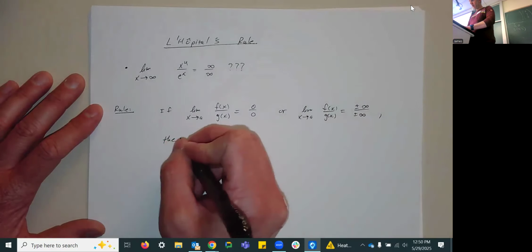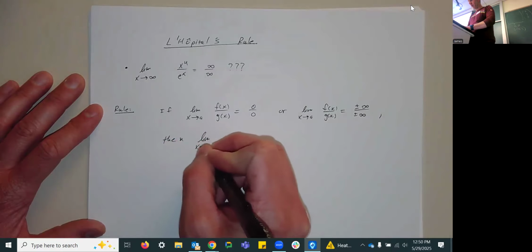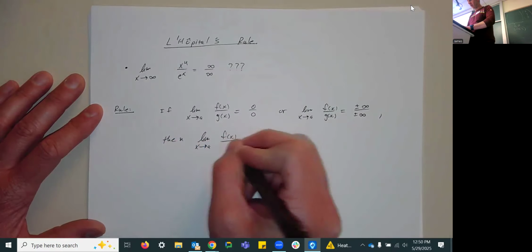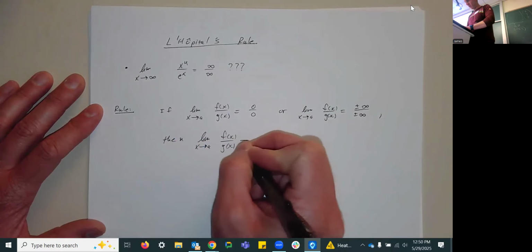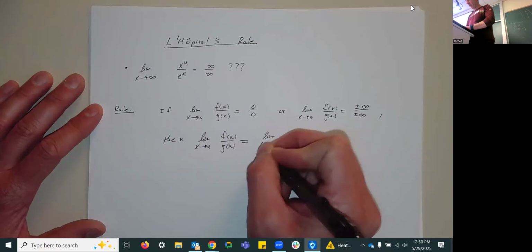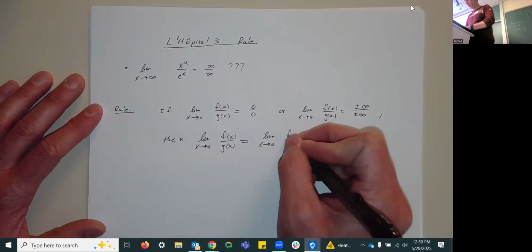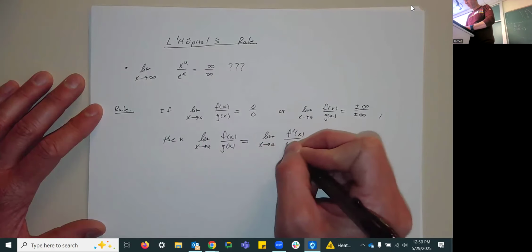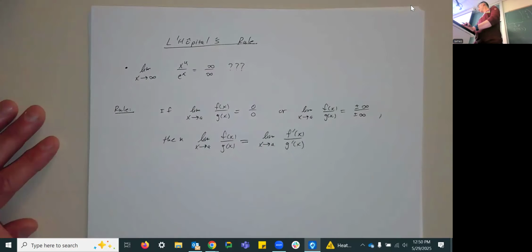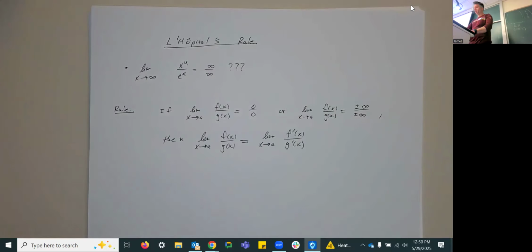Then the limit as x approaches a of f of x over g of x is equal to the limit as x approaches a of the derivative of f of x over the derivative of g of x. That's it. That's the whole deal.